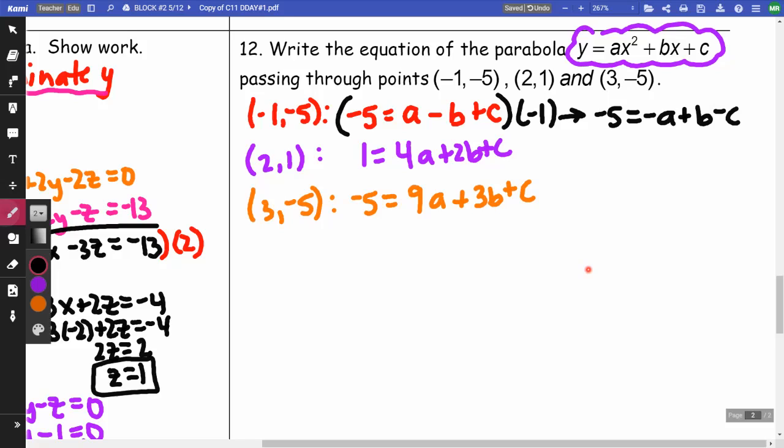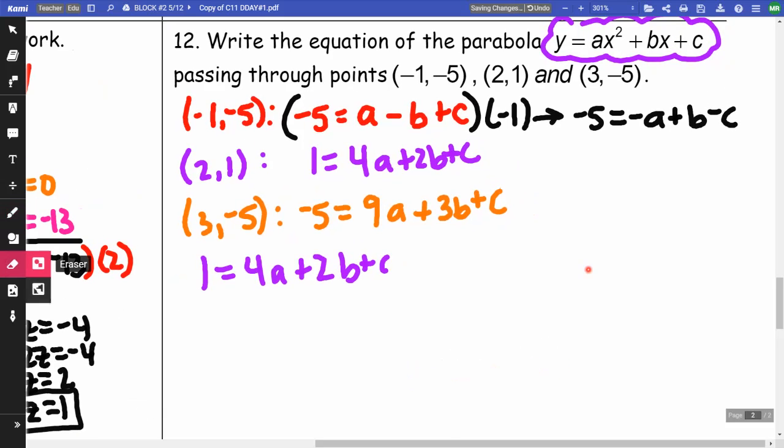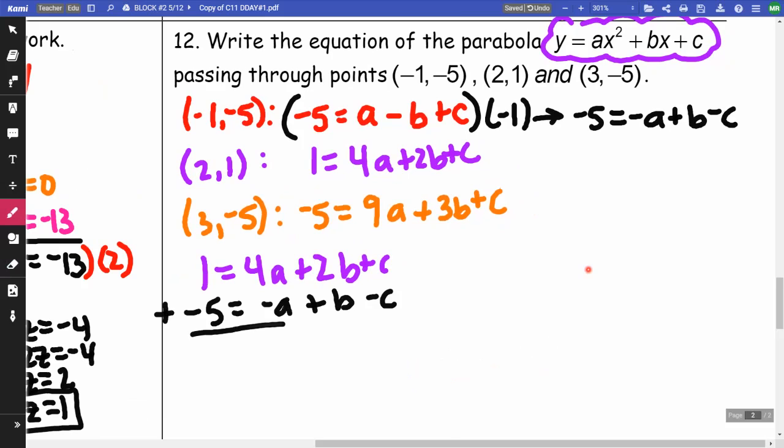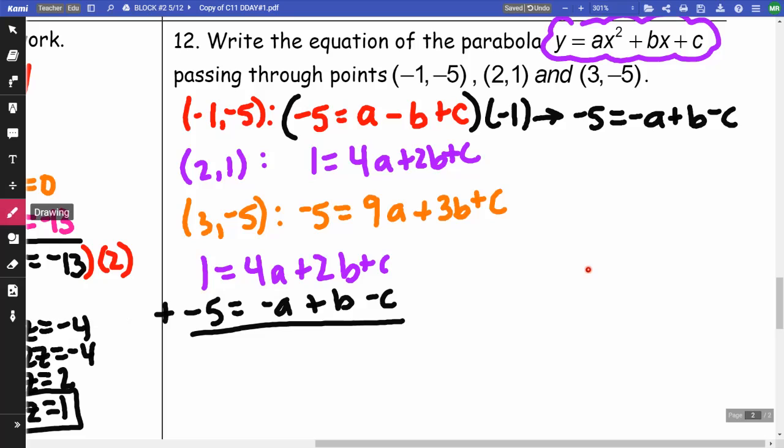So let me take the purple one, which is 1 equals 4a plus 2b plus c. And I am going to use the one that I now wrote in black, which was my original red one. So it's going to be 5 equals -a plus b minus c. And I'm going to add this up. And when I add this up, I end up getting -4 is equal to 3a plus 3b.